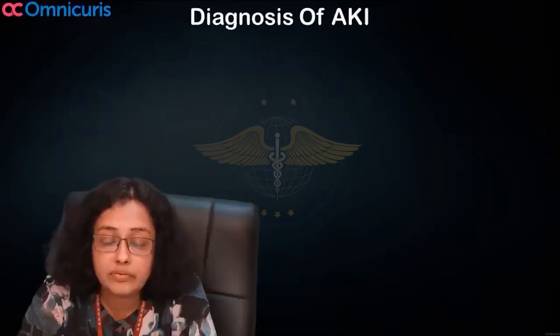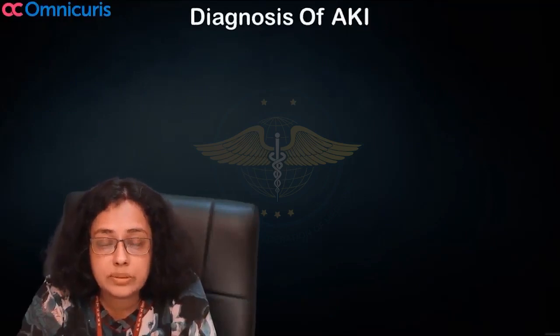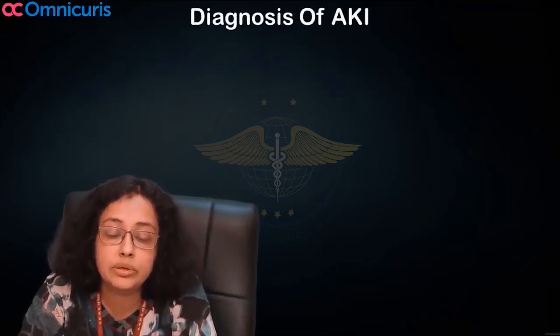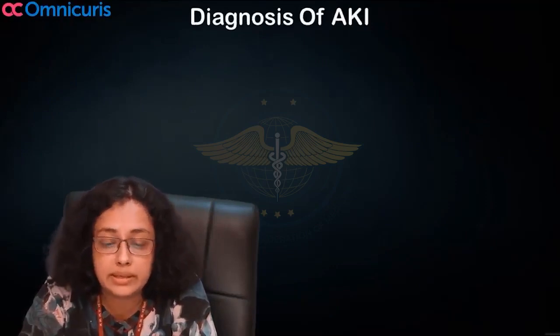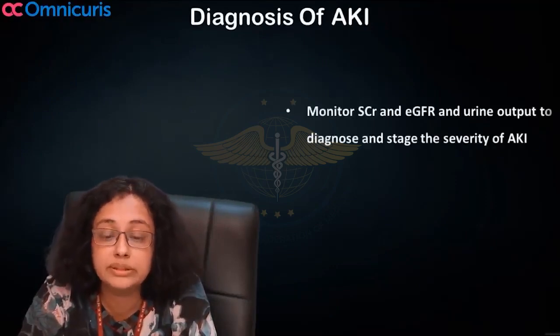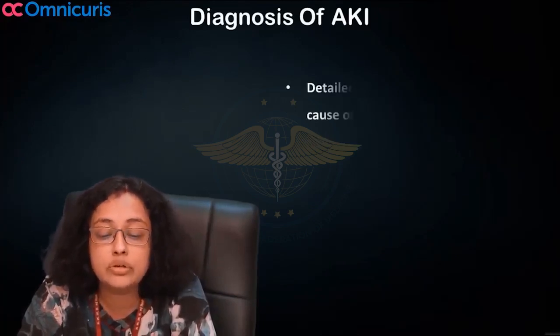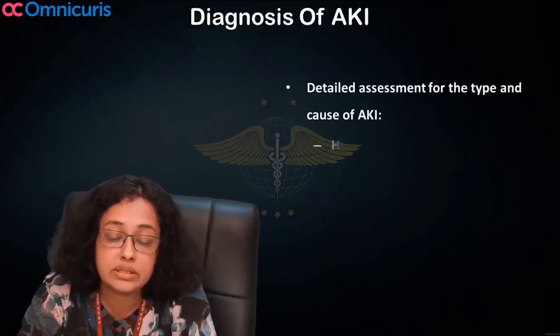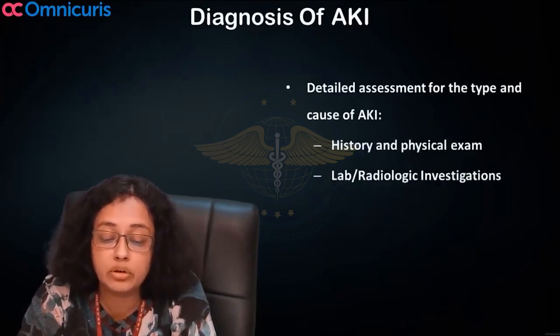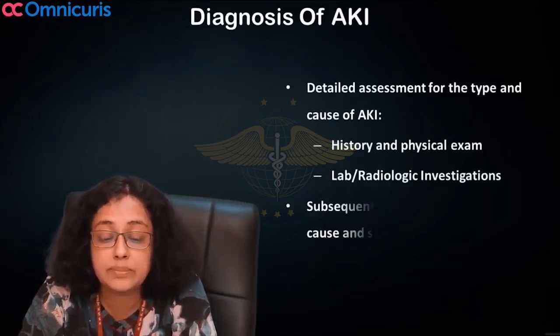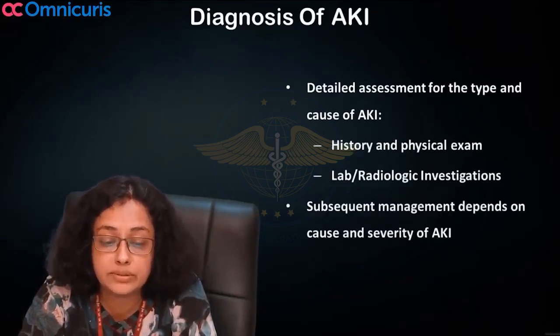Now, once we have stratified the risk, suppose the patient develops AKI, or we are called to see the patient only when the patient already has AKI, then we need to monitor the serum creatinine, the estimated GFR, and urine output to diagnose and stage the kidney injury. And we need to make a detailed assessment, history and physical examination, lab and radiologic investigations to determine the type and cause of AKI. And subsequent management will depend on this.